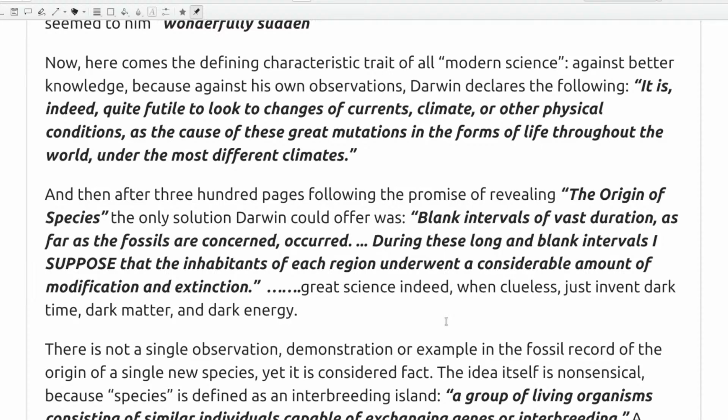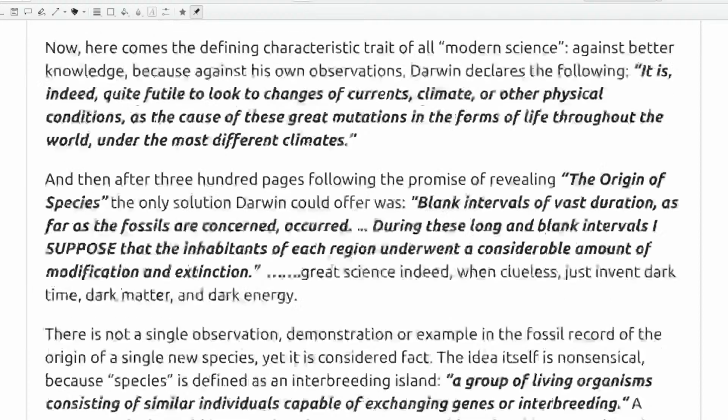And then, after 300 pages following the promise of revealing the origin of species, the only solution Darwin could offer was: "Blank intervals of vast duration, as far as the fossils are concerned, occurred. During these long and blank intervals, I suppose that the inhabitants of each region underwent a considerable amount of modification and extinction." Great science indeed. When clueless, just invent dark time, dark matter, and dark energy.